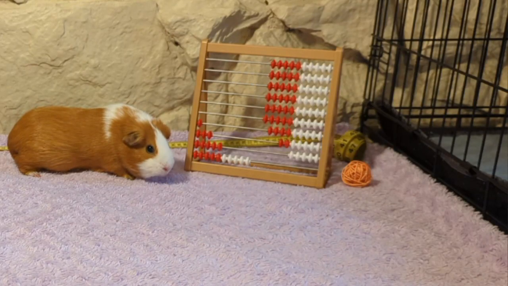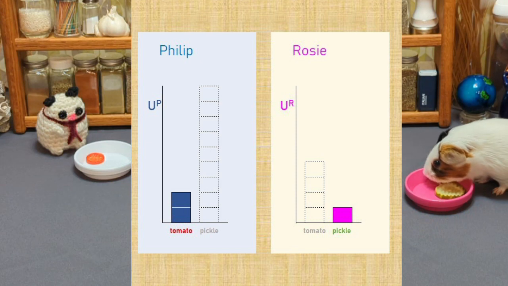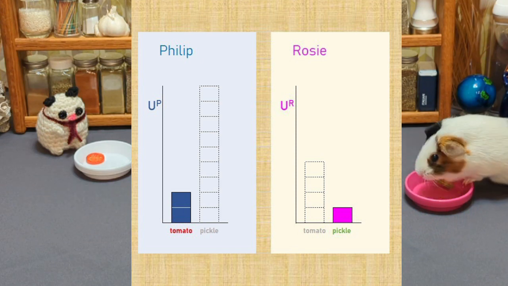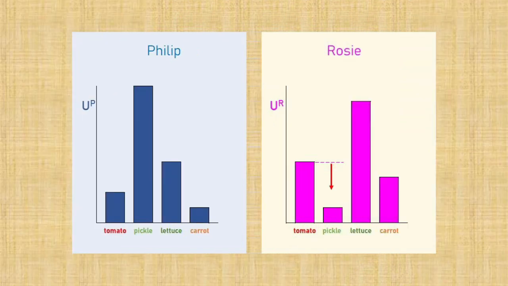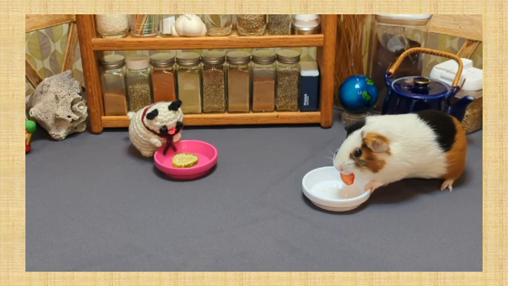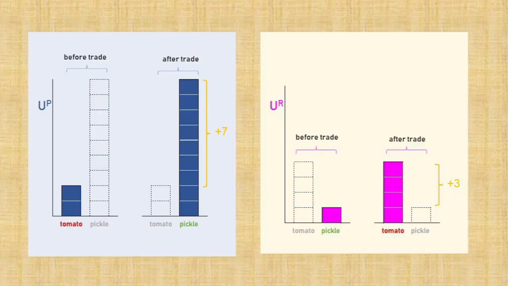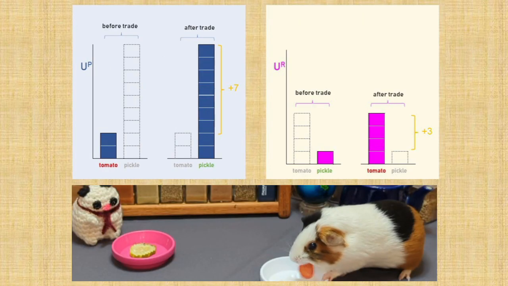But if Philip sees that Rosie also has a pickle and offers to trade his piece of tomato for the pickle instead, Rosie will say yes. That's because Philip and Rosie have a difference of opinion when it comes to pickle. Rosie values pickle less than tomato, but Philip values pickle more than tomato. They will trade, because this trade makes them both better off. They both end up with more utils after the trade. That makes this trade logical.